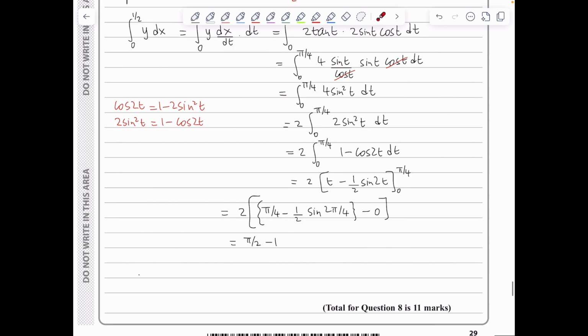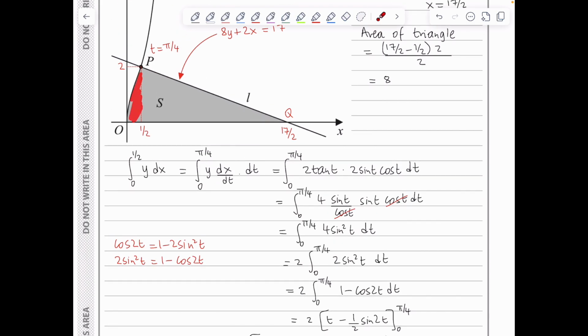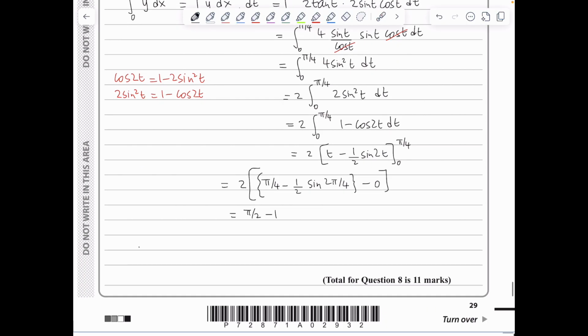This is the area under the curve between x is 0 and x is a half. So to find the shaded area, which is the area S, I simply need to add up the area we just found together with the area of the triangle. So it's pi over 2 minus 1 plus 8, which gives me an answer of pi over 2 plus 7 units squared for the area of S.